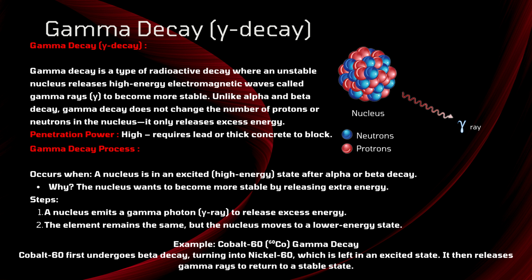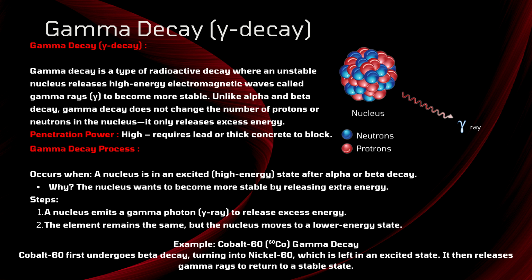Gamma decay process occurs when a nucleus is in an excited, high-energy state after alpha or beta decay. Why? The nucleus wants to become more stable by releasing extra energy. Steps: a nucleus emits a gamma photon, a gamma ray, to release excess energy. The element remains the same, but the nucleus moves to a lower energy state.